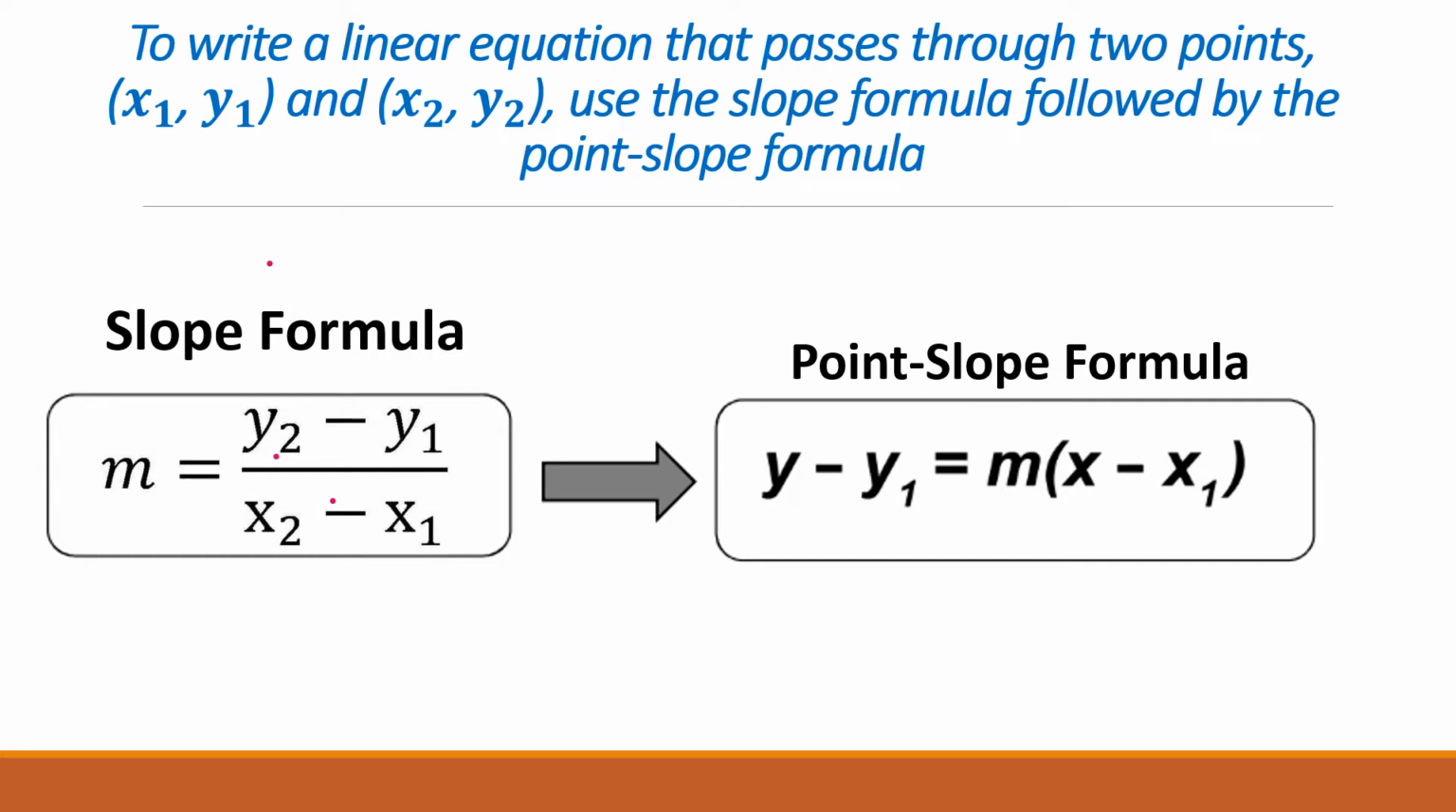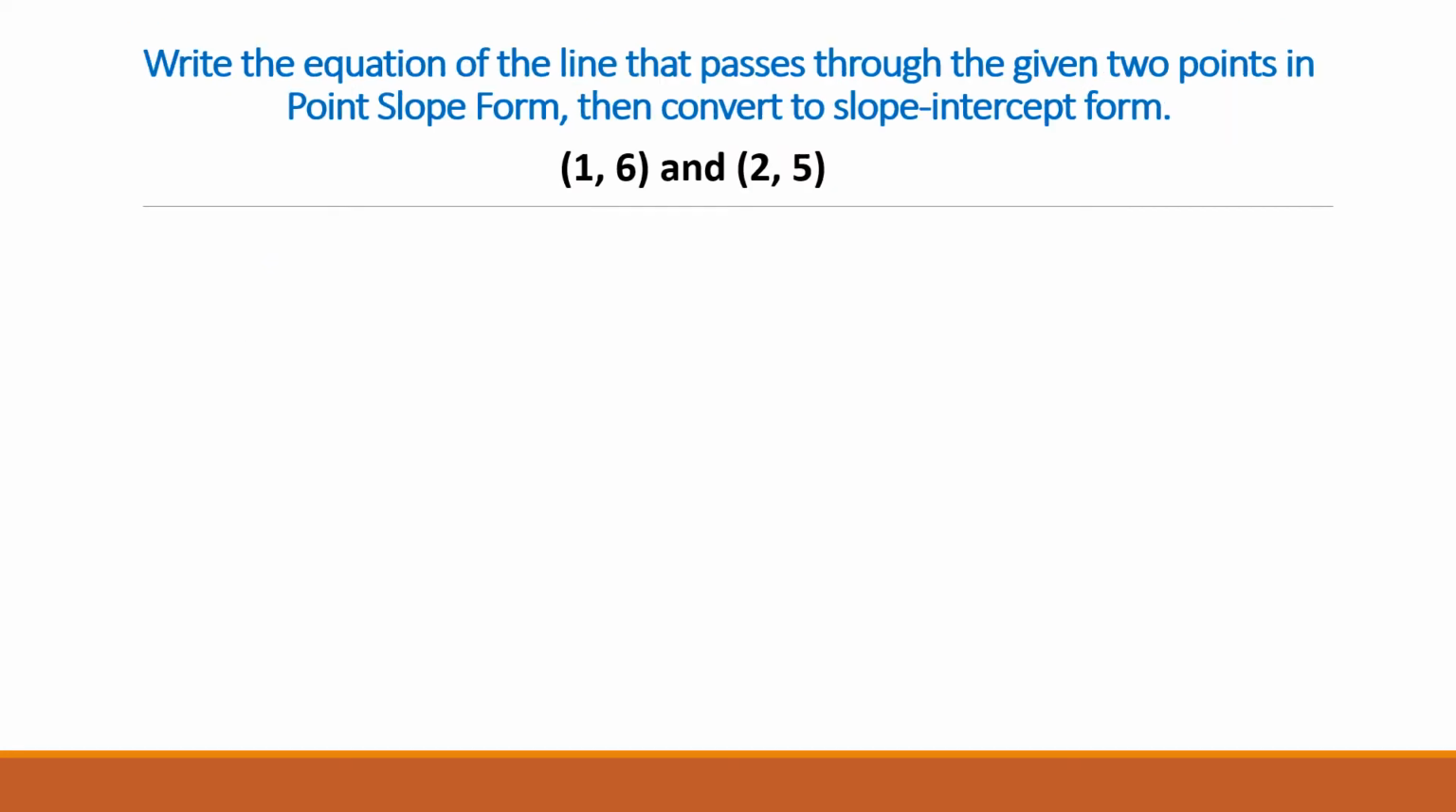It is m equals y sub 2 minus y sub 1 divided by x sub 2 minus x sub 1. So we simply take our two ordered pairs and plug them into that formula. Slope is denoted by the letter m. Once we find the slope, we're going to plug it into the point slope formula for m, and then take one of our ordered pairs and plug it in for y sub 1 and x sub 1. So let's try some problems.